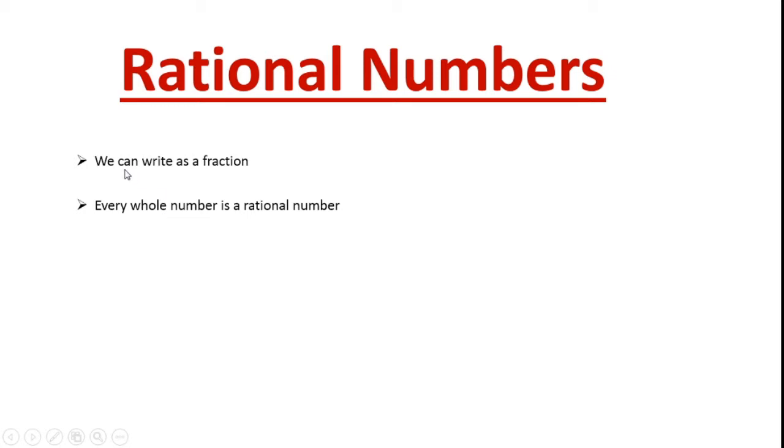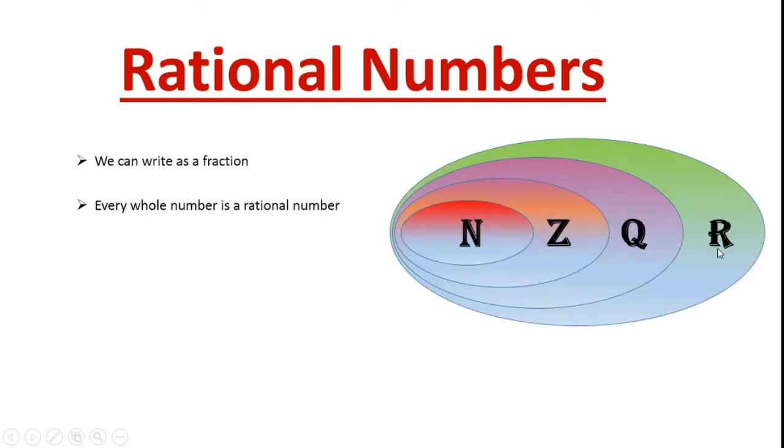See here, first we said that a rational number can be written in the form of a fraction. So a whole number we can write in the form of a fraction, so it is a rational number. See here, R is the real numbers. Real numbers include all the rational numbers. This Q is the rational numbers. And the real numbers include the integers Z, and they involve the natural numbers N.